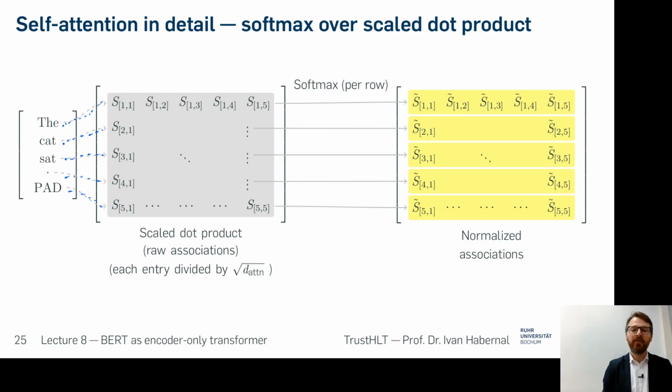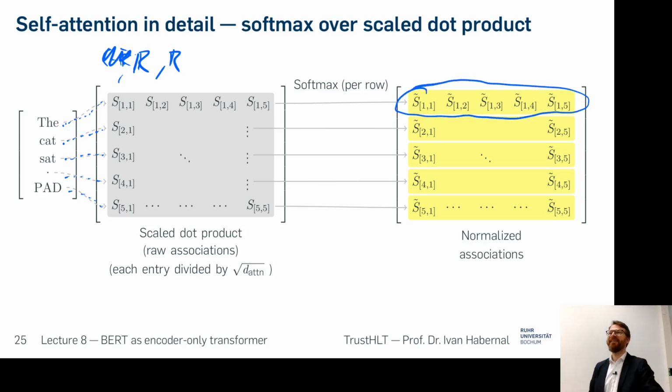That's the point. So we want to turn it into something very nice. We want to turn these numbers, each of which could be any real number, into a probability distribution. So each row should sum up to 1. How do you turn a vector of numbers, which could be anything from minus infinity to plus infinity, into a probability distribution?